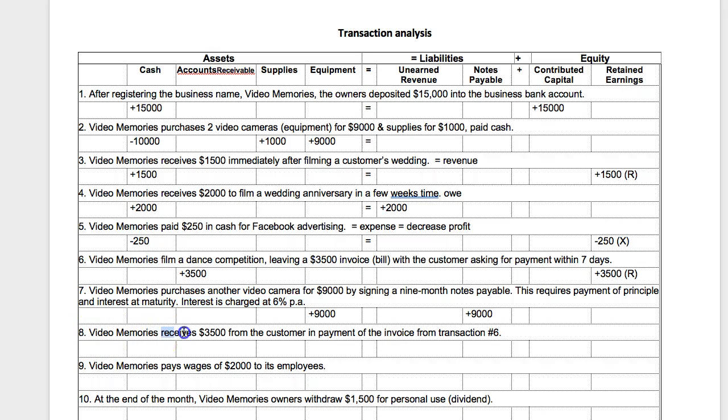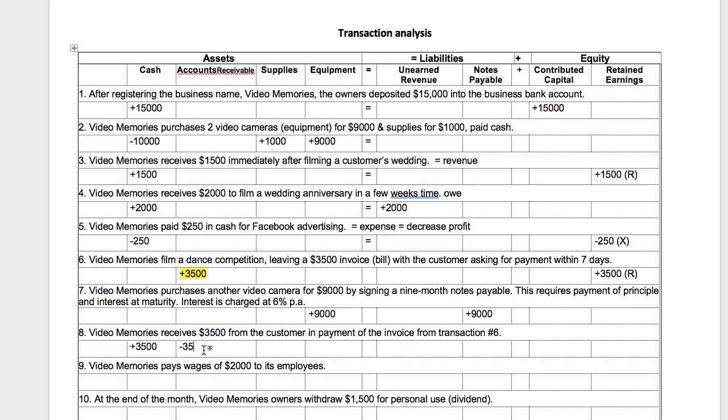In question 8, we receive cash from the customer. So this will be increasing our cash. Now, what else do we do here? It's from the customer in payment of the invoice from transaction number 6. So let's go back up to number 6 and see what happened. We've earned the revenue, so that's already recorded, but we didn't get the money. So we recorded this as accounts receivable. Now we are receiving the cash from this accounts receivable.